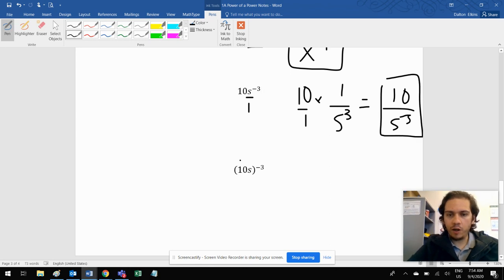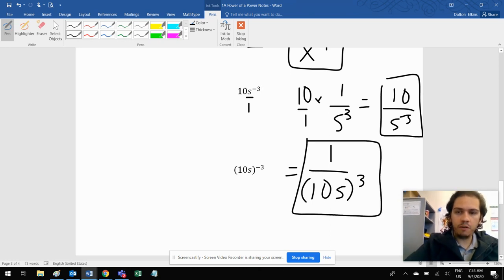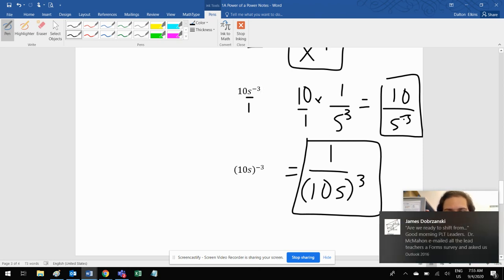Now, if I had parentheses here, it changes the entire thing, right? Because now this negative 3, as we mentioned before, is going to both pieces here. So this is now 1 over 10s. And notice I'm still going to use the parentheses, to the power 3. So these are 2 very, very different problems in terms of what they simplify. Just know that the parentheses affect it a great deal.